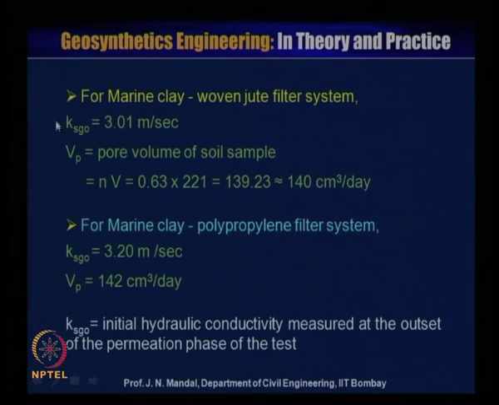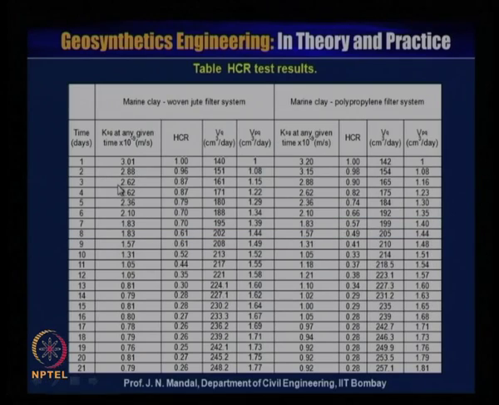Here K_S0 is the initial hydraulic conductivity measured at the outset of the permeation phase of the test. So from this test we have tabulated in this figure. There are two types of geotextile material that have been used, that is marine clay with the oven jute geotextile and marine clay with the polypropylene filter system. This is the time, days 1 to 21 days, and this is K_S at any given time, 10 to the power minus 9, which is 3.01.